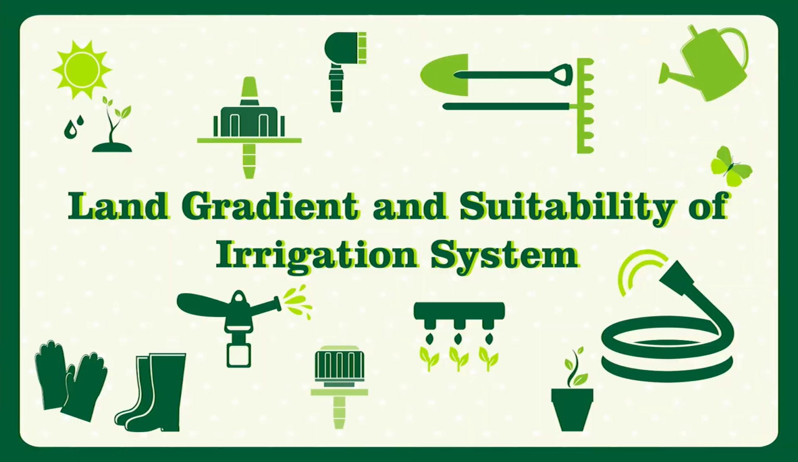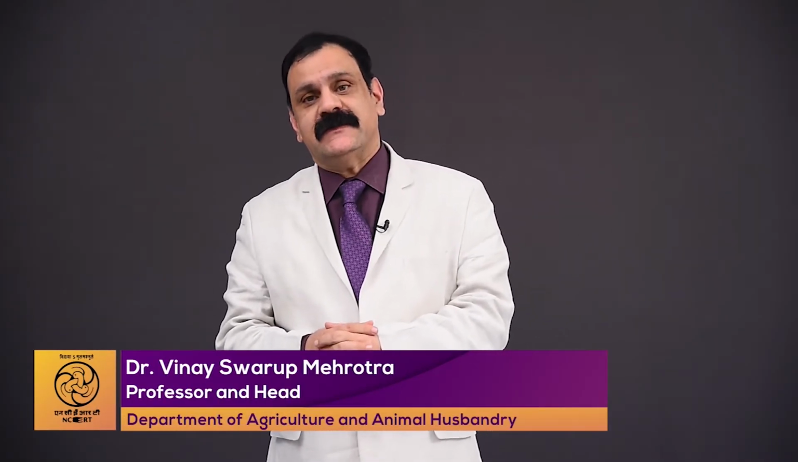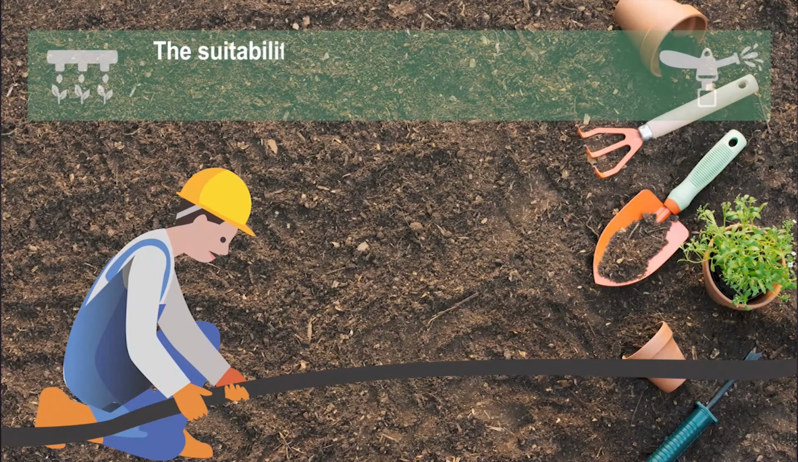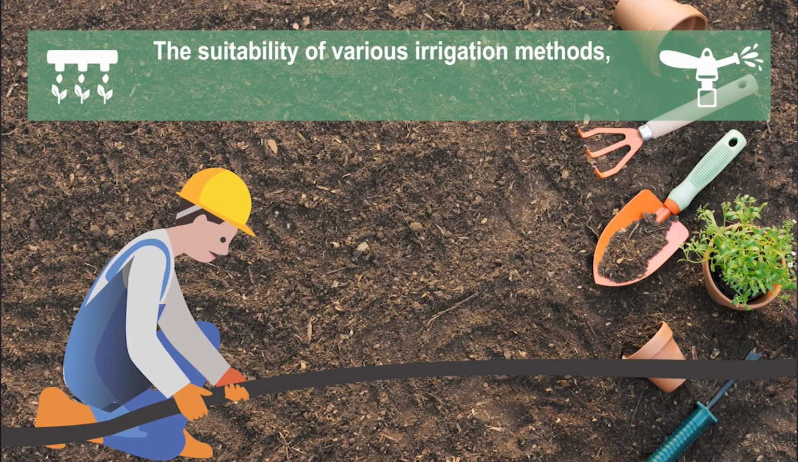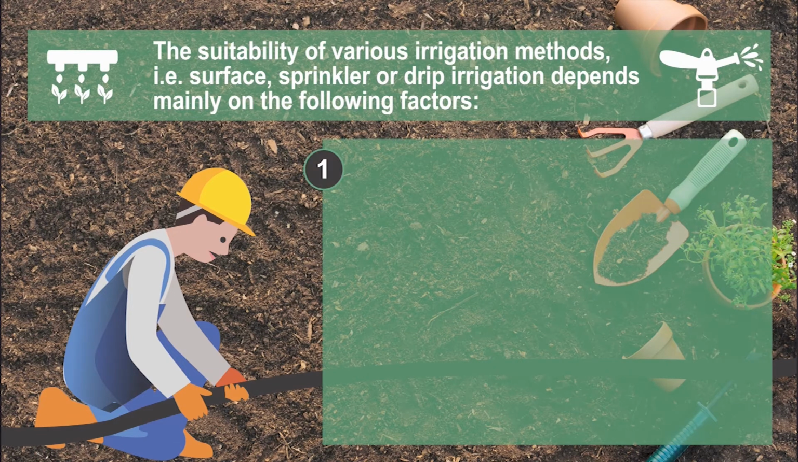Hello viewers, in this video session we are going to learn about land gradient and suitability of irrigation system, which is session 2 of unit 1 for the job role of micro irrigation technician. The suitability of various irrigation methods, that is surface, sprinkler or drip irrigation, depends mainly on the following factors. So let's see what these factors are.